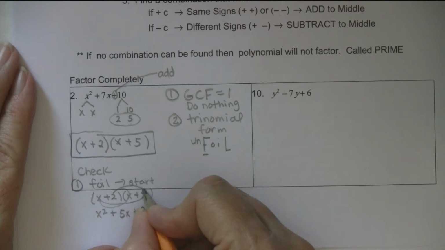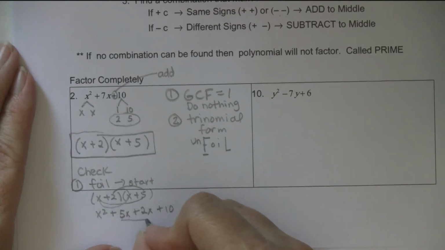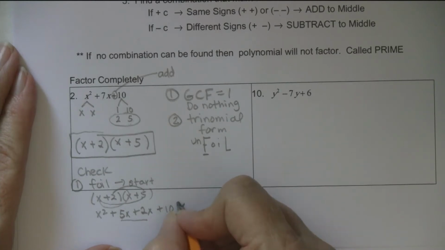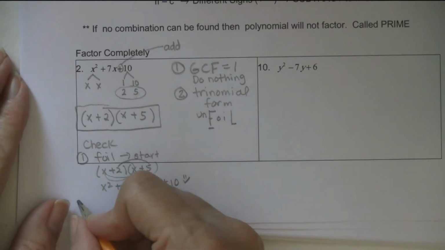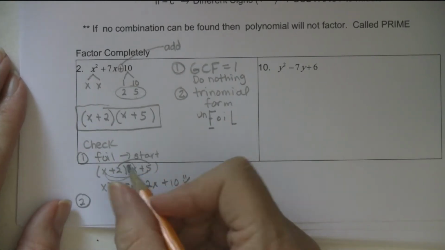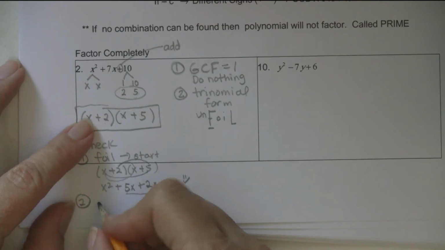And then the last, 2 times 5 is 10. And so, yes, it does work, right? So smiley face, it works. Great. The other thing that you want to check in your checking is that if you have binomials, that it won't factor further, right?